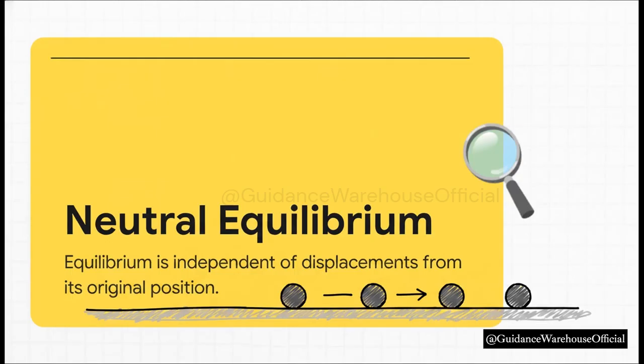Okay, that brings us to our 3rd type, neutral equilibrium. This is a state where a system's equilibrium is completely independent of any displacements from its original position. A super simple, everyday example of this is just a marble sitting on a perfectly flat horizontal floor. If you push it, it rolls a bit, and then it just stops in a new spot. It doesn't try to go back, and it certainly doesn't accelerate away down a slope. It's just perfectly happy and balanced wherever it happens to end up.